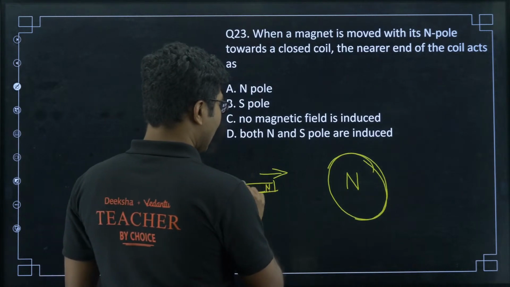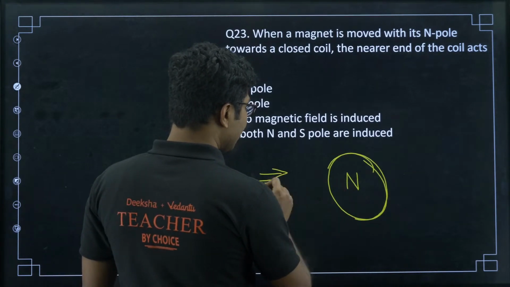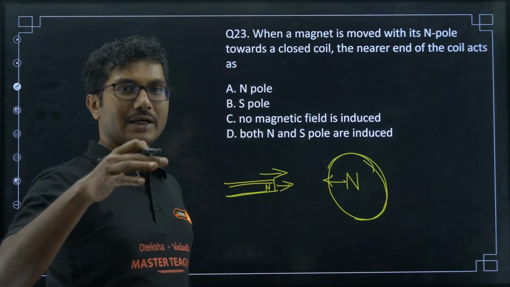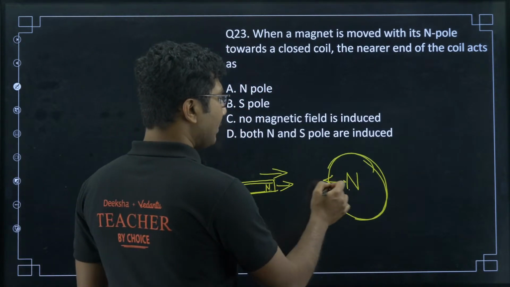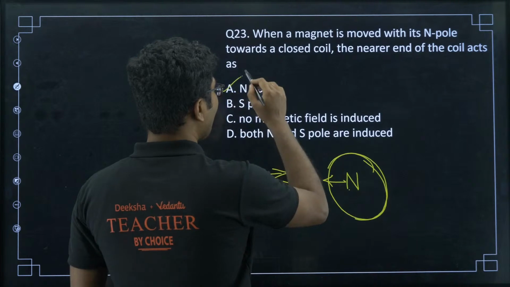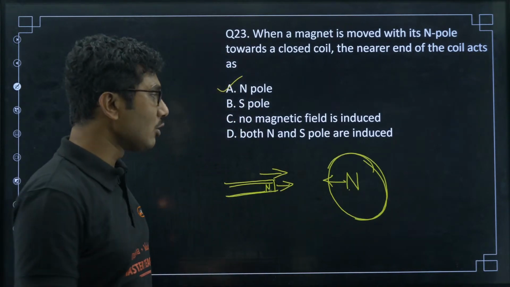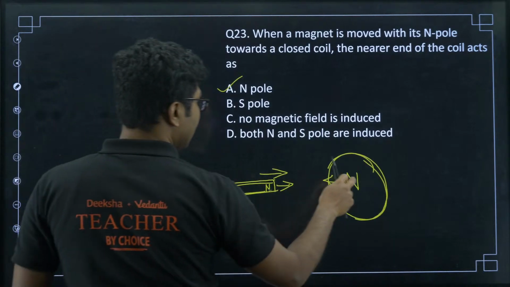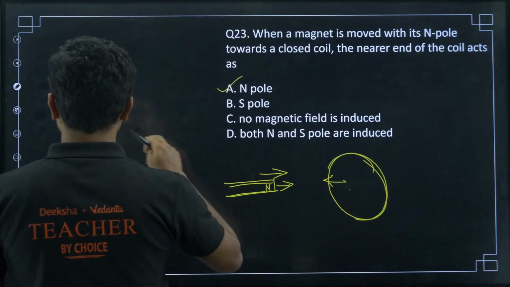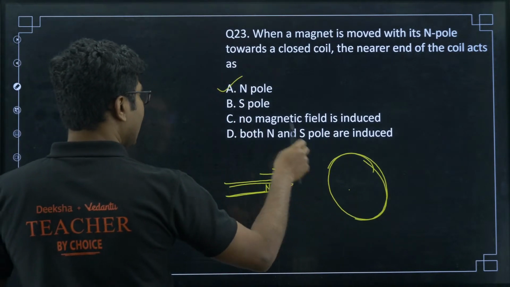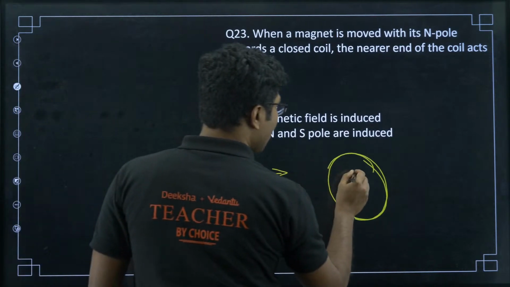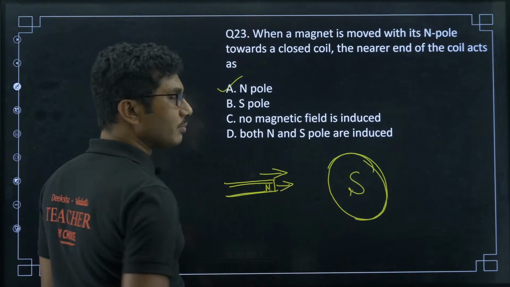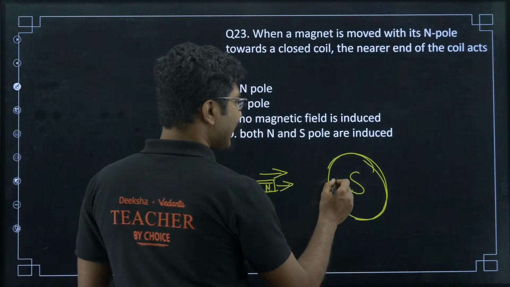Like poles repel each other. As the magnet is trying to get closer, the coil says no, do not come close, you stay away. So they will repel each other. Repelling each other means obviously a north pole is induced. Suppose a south pole was induced, what would happen in that case? You have to understand this fact: if a south pole was induced, then after you push it, the north pole and south pole would start attracting each other.